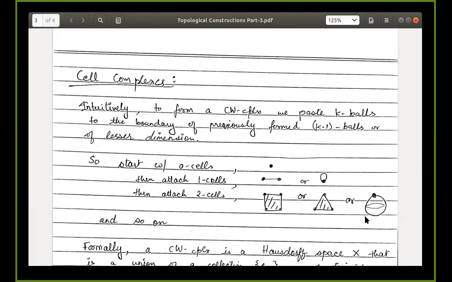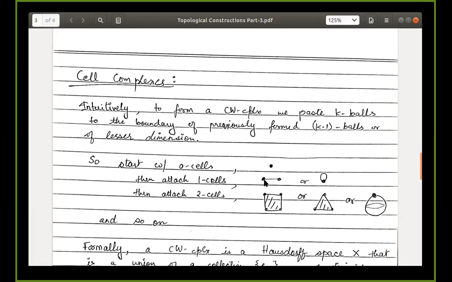All that is required is that you take a k cell and then you have to glue it to the boundary of the previously attached cells of dimension k minus 1 or lesser, right? Here, for instance, the boundary of the two cell was being attached to one cells. Here also one cells and zero cells, of course. This point is also there, right? Whereas here, the boundary of the two cell is getting directly glued to a zero cell. There is no one cell coming into the picture.